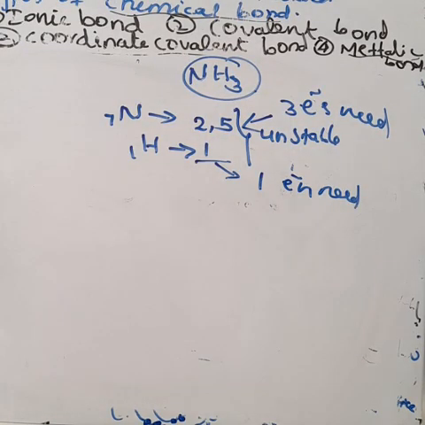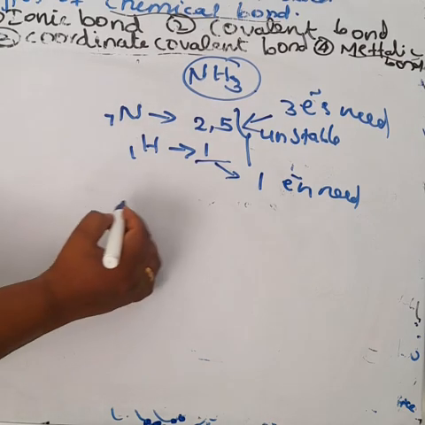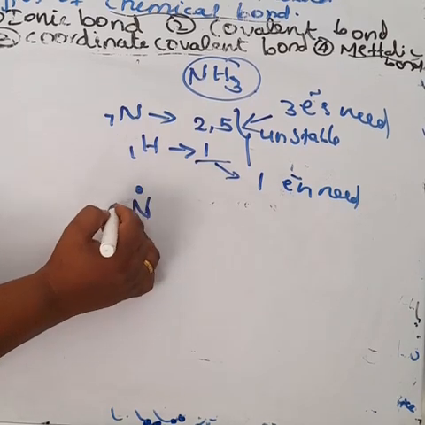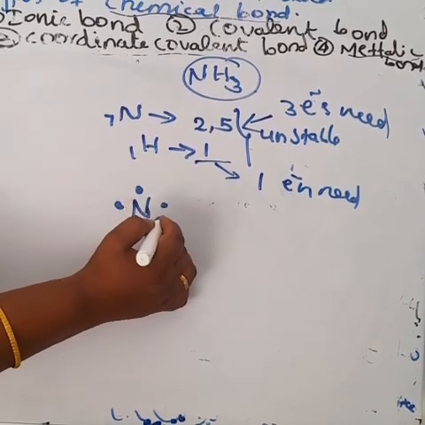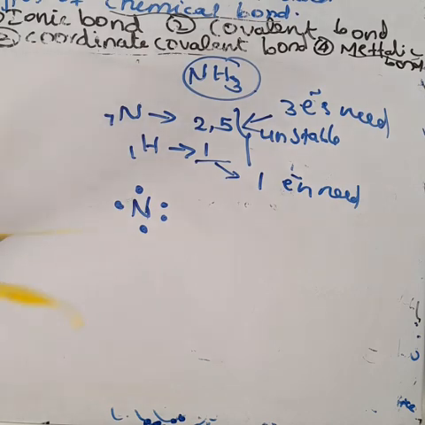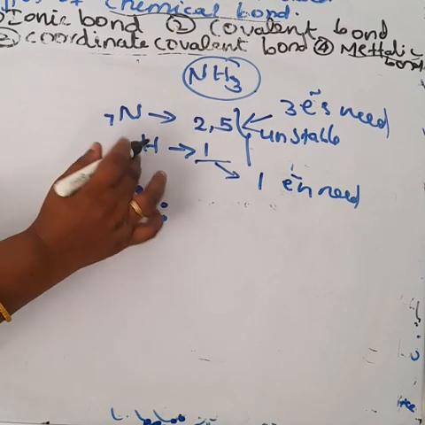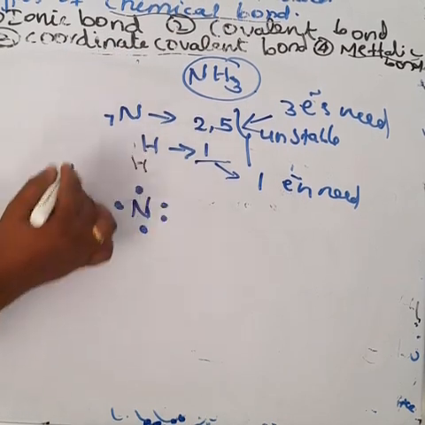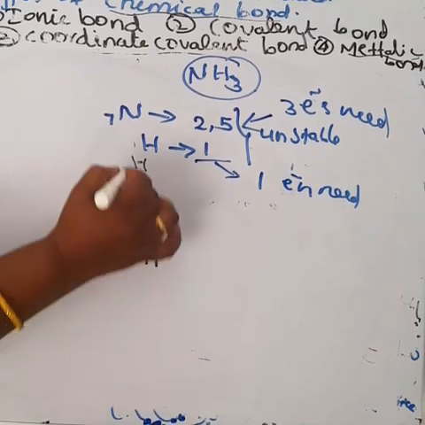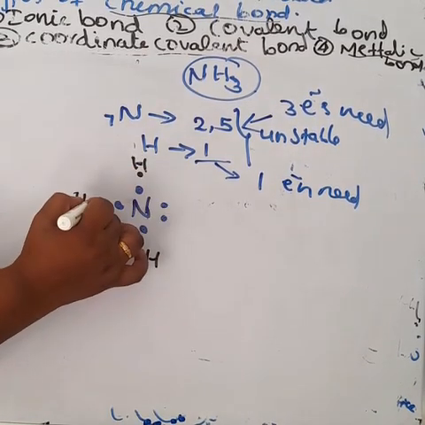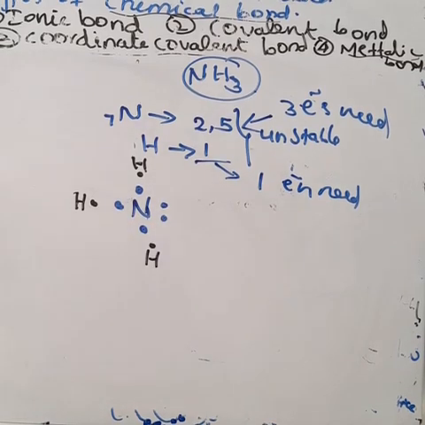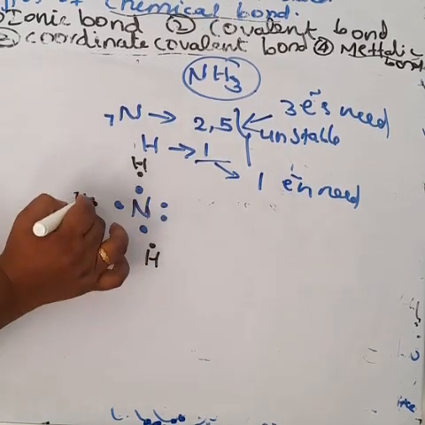Okay, understood? So nitrogen, how many valence electrons? 5 valence electrons. 1, 2, 3, 4, 5. Okay. Hydrogen, how many hydrogen atoms here? 3 hydrogen atoms here. 1, 2, 3. How is it combined? How many valence electrons for the hydrogen atom? 1 valence electron. Each hydrogen atom has 1 valence electron.